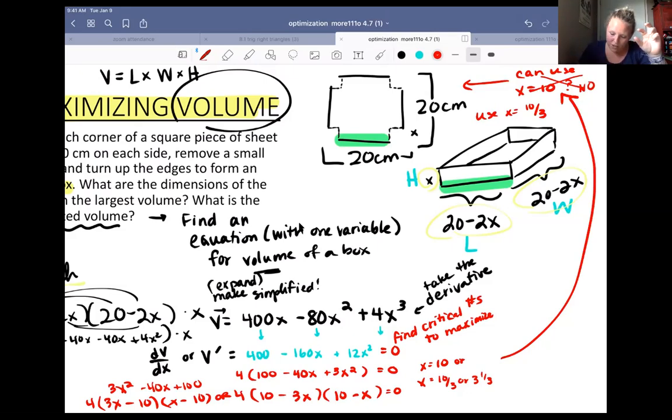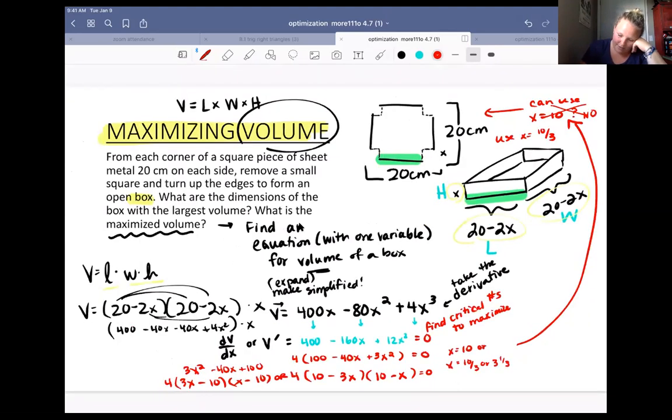Okay, so the question that we were answering, if you go back here, it says, in a different color, what are the dimensions of the box with the largest volume? So what's the length, what's the width, what's the height? And then what is that maximized volume? So if the height that we found was 10/3, then how would you find the length and the width? Anybody want to participate?